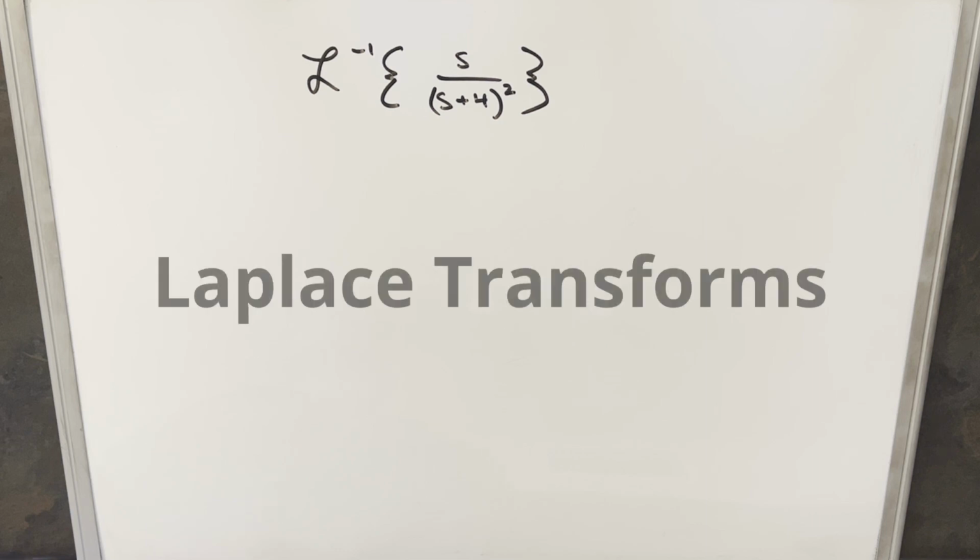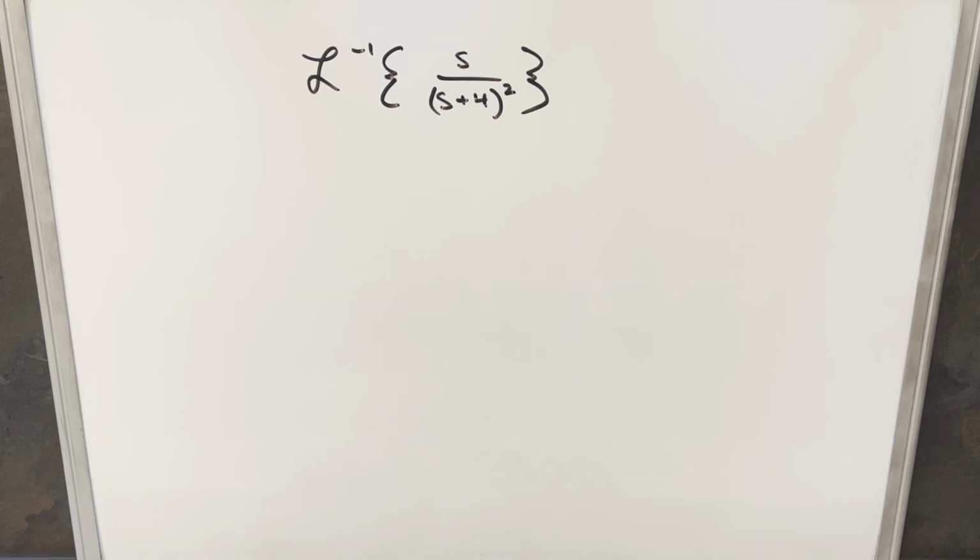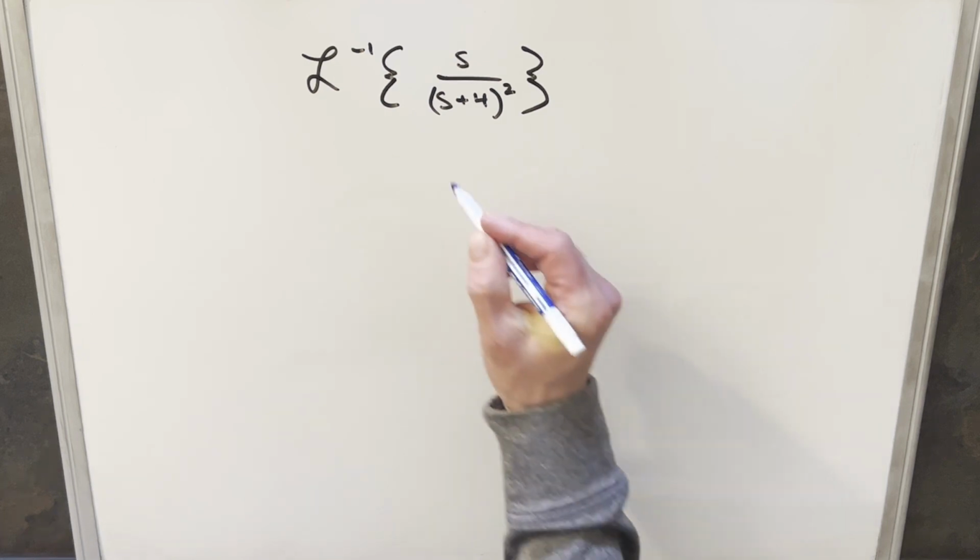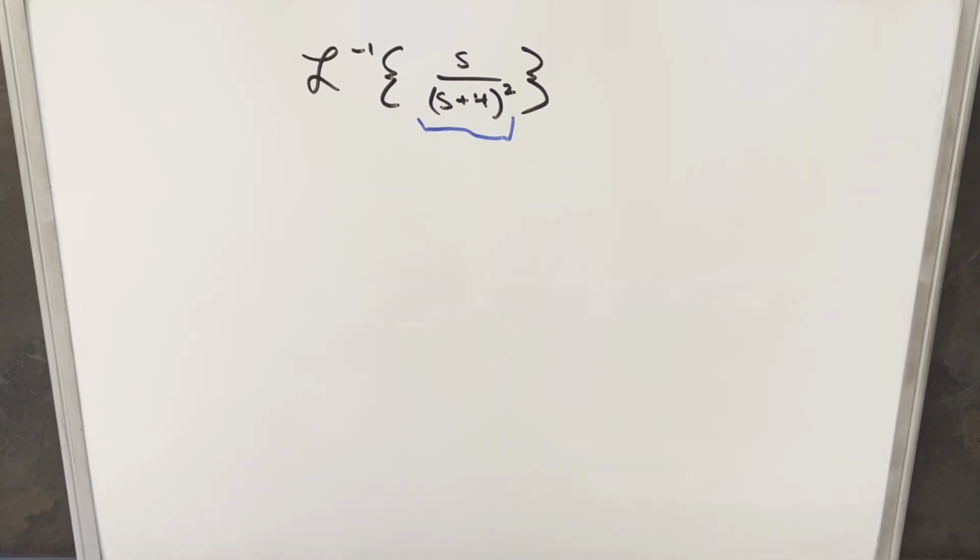Okay, we have here today an interesting inverse Laplace transform I want to go over. We have here the inverse Laplace transform of s over (s plus 4) squared. Now the reason I like this one is you'll notice that this is not quite like any formula we have in our Laplace transform table or anything we've gone over so far.